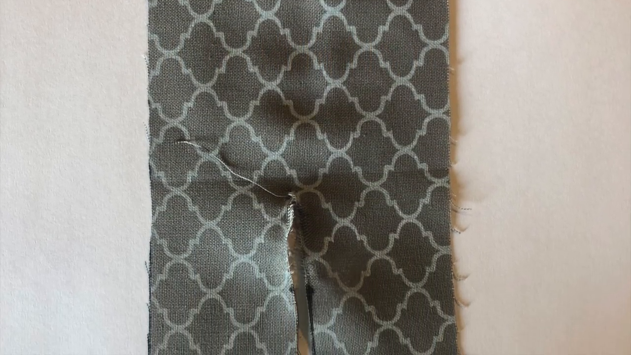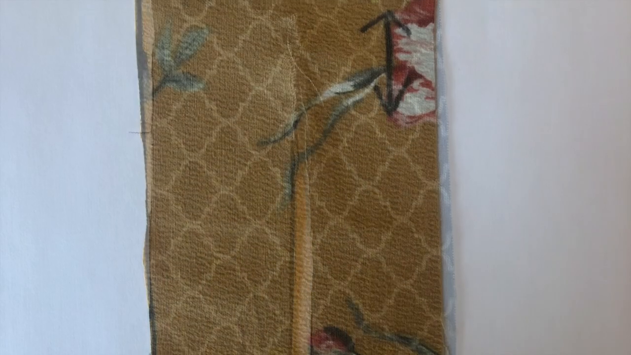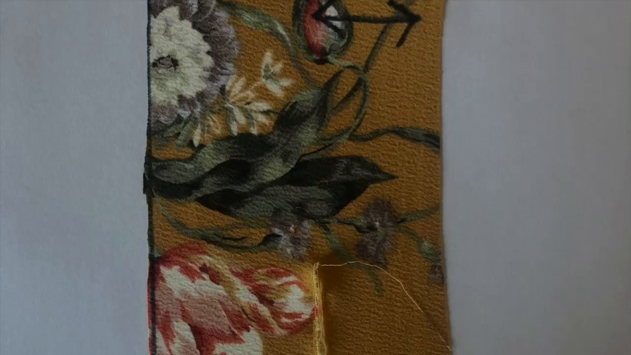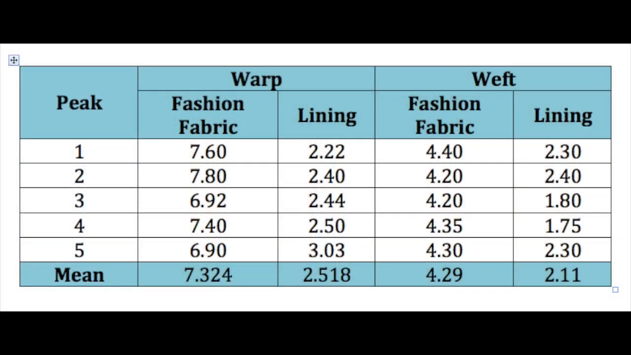Next, I conducted a tear strength test. I took 2 specimens from both the fashion and the lining fabric. I cut them in cuts of 8 by 3 from both warp and weft directions. I then calculated the mean and saw if they passed or failed. For this, the fashion fabric passed and the lining fabric failed.